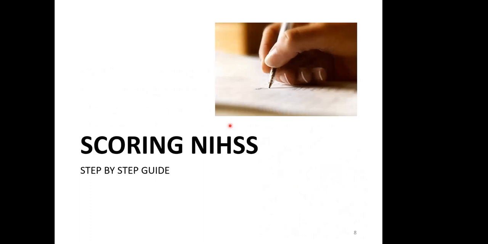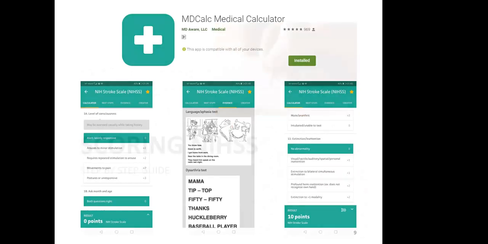Okay, so now I'm moving on to step by step how to score the NIHSS. Eleven items is sometimes a bit too many for us to remember, so you can always take out your phone and install this MD calculator. I use this calculator a lot. I have no affiliation with them, but this is a good app to have on your phone. Under the MD calculator, you have the 11 questions and the scoring also. You just click. Even the cookie jar photo and the dyscalculia test are there.